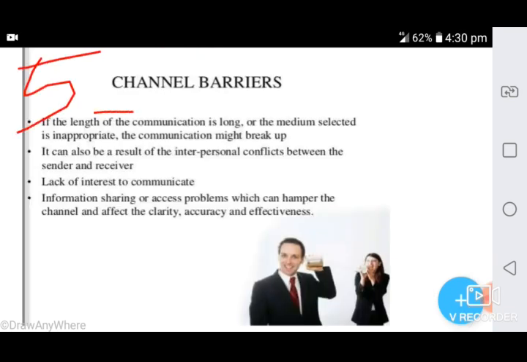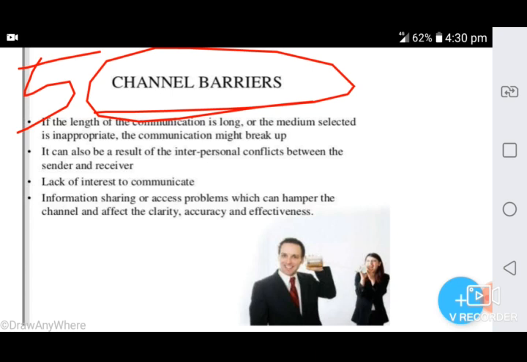Then the fifth one, channel barrier. Channel barrier is also called media barrier. Channel is a bridge or media of communication between the sender and receiver. If the length of communication is long or the selection of media is inappropriate, that leads to a break in our communication and creates interpersonal conflict between the sender and receiver. It destroys the clarity, accuracy and effectiveness. It is called a channel barrier or media barrier.